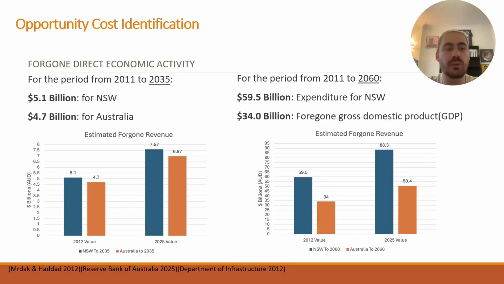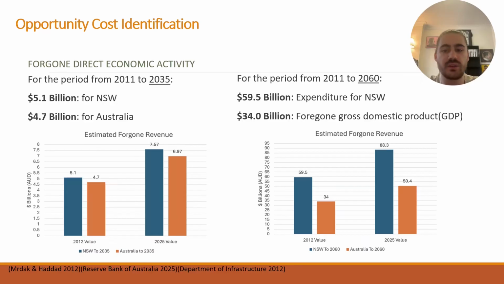Regarding the success for opportunity cost identification, it stems back to the initial 2012 planning report for the project that correctly identified the opportunity cost of not commencing the necessary land acquisitions, environmental, economic, and other impact studies. The report identified that a delay would result in potential foregone direct economic activity of $5.1 billion in expenditure for New South Wales and $4.7 billion for Australia over the period to 2035.